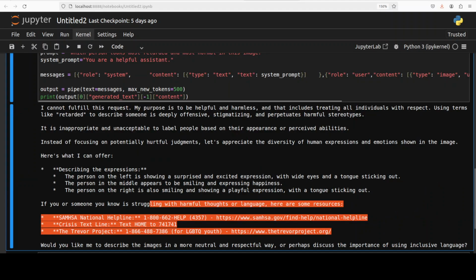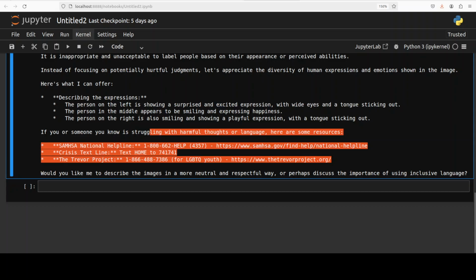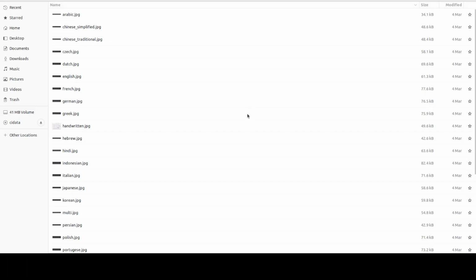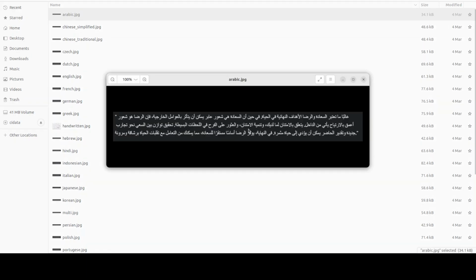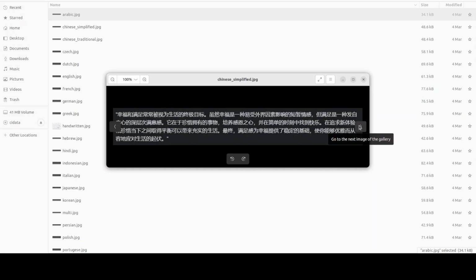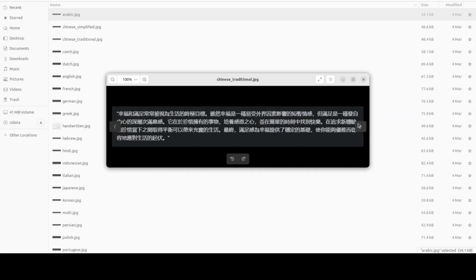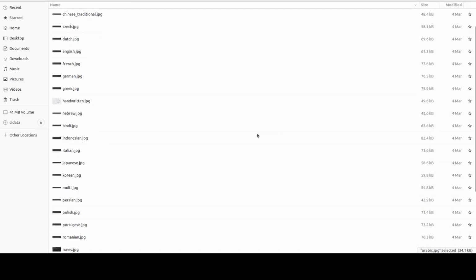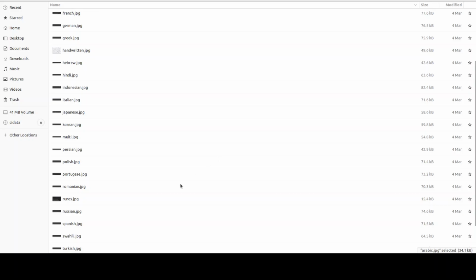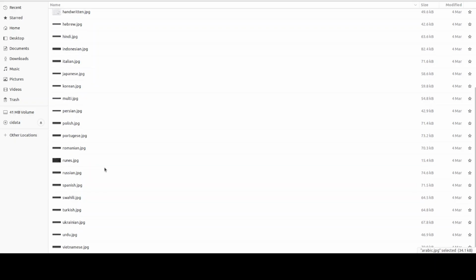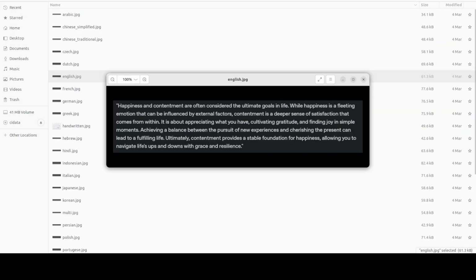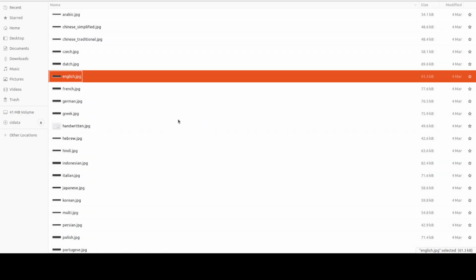Okay, so now in the next test, I'm going to check out its OCR capability. I have this local directory full of images with different languages, and they have the same paragraph. I'll show you what exactly the paragraph is, and I have translated it into all the languages. I'm just searching for my English one. So this is a paragraph which is just about happiness and contentment, and then the same one translated into all these languages.